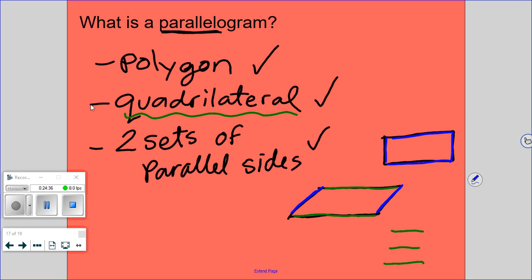Are we good on this? Geometry is tricky because it's very language heavy. You have to remember what all the words mean. It's not really doing any math in terms of adding or subtracting, but it's a lot of language.